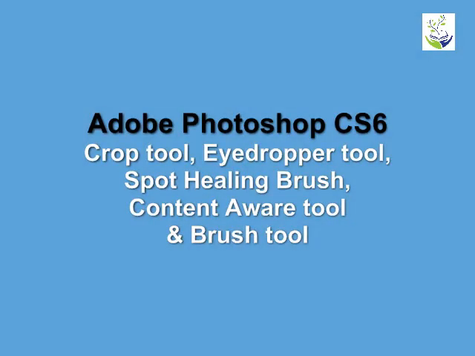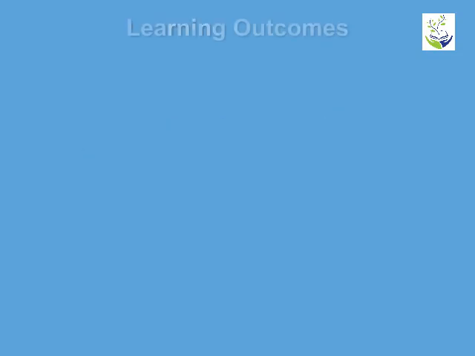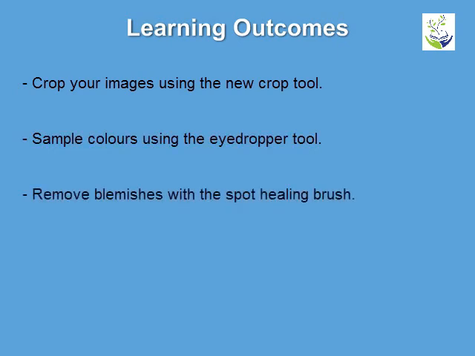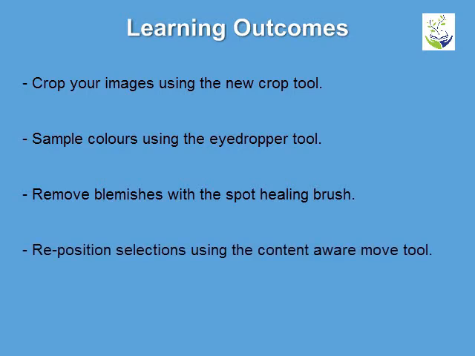Welcome to Adobe Photoshop CS6: Crop Tool, Eyedropper Tool, Spot Healing Brush, Content Aware Tool, and Brush Tool. After completing this unit, you will be able to crop your images using the new Crop Tool, sample colors using the new Eyedropper Tool, remove blemishes with the Spot Healing Brush, reposition selections using the Content Aware Move Tool, and touch up an image with the Brush Tool.